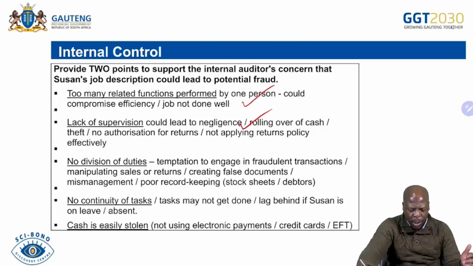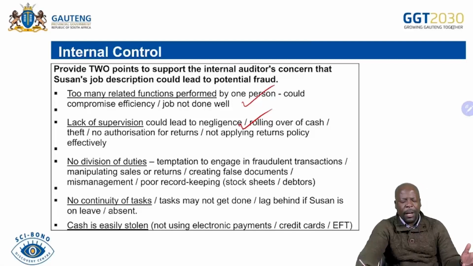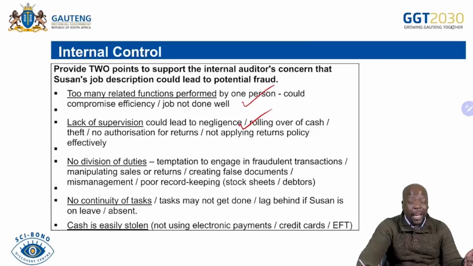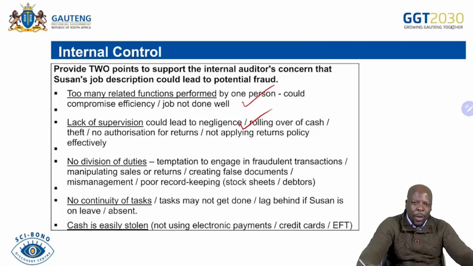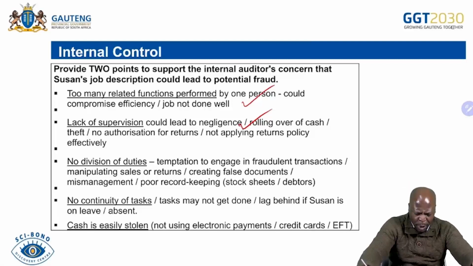There's no continuity of tasks. Tasks may not be done, may not be completed. And there can be a lag. A lag simply means a delay if Susan is on leave, because she is the one who's doing all these tasks. So if Susan goes on leave, or if she gets sick, it means there is going to be a lag, there's going to be a backlog in the issuing of credit notes to customers, as well as the collecting of cash from customers. So there's no continuity of tasks. That is a serious problem for any business.